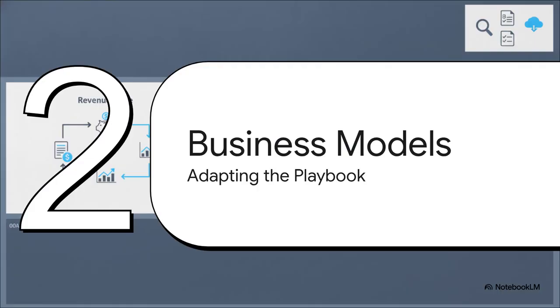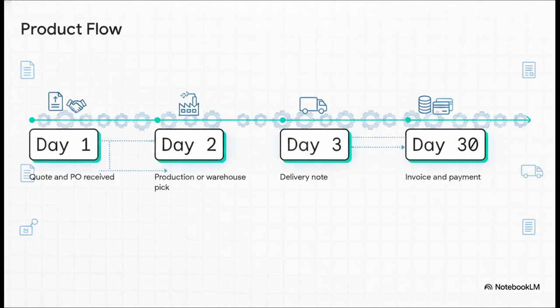Moving on to Section 3, Business Model Variations. Let's talk about adapting the playbook. So let's take that universal 5-step playbook and adapt it to the specific client sitting in front of you. First up, let's look at a product business. Think wholesalers, retailers, manufacturers. Here's how their chronological flow runs.